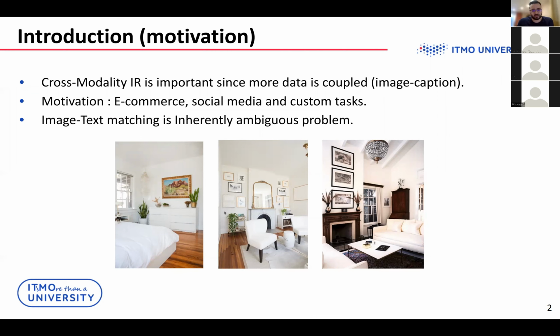So as you can see, the query is a very ambiguous problem. It's not clear what kind of results the user expects. It depends on the situation, of course, and that's what makes this kind of problem very challenging and interesting at the same time.